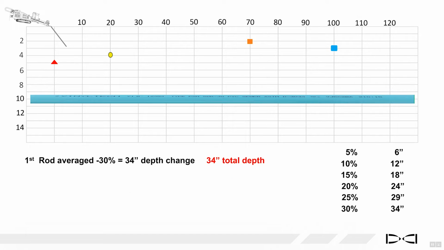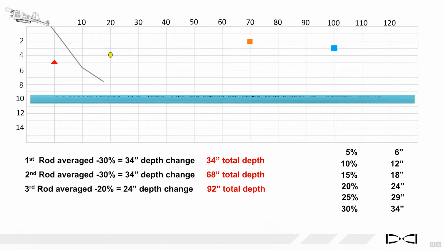So let's try again. We'll go on much steeper this time with the first rod averaging minus 30%. Second rod also averages minus 30%. Well, we better start to level off a little bit. Third rod will go in averaging minus 20%. Fourth rod will average minus 10%. Well, once again, it's pretty clear that this would not be a good bore plan to use. If we did so, we would definitely drill into that sanitary sewer line.